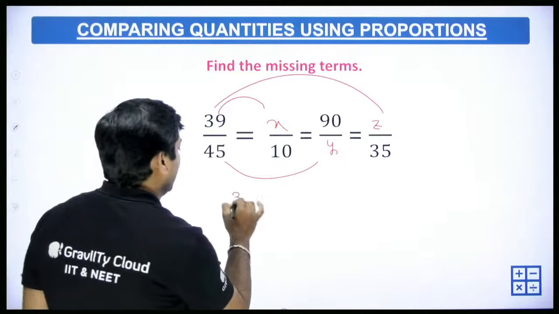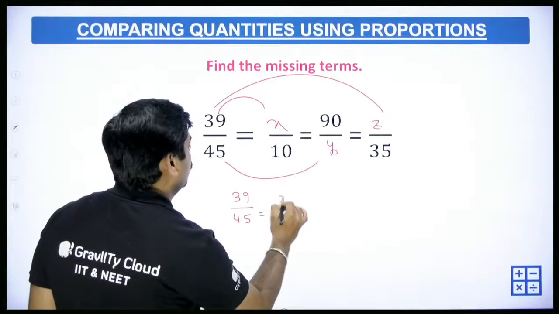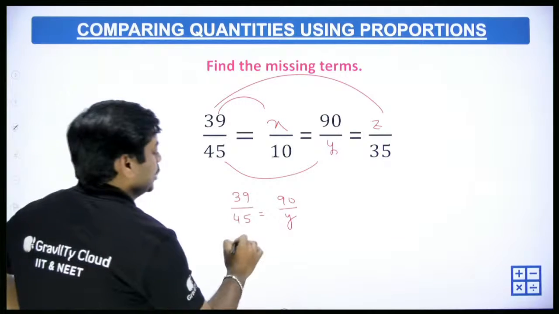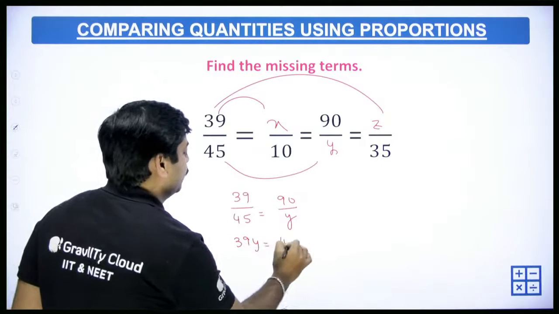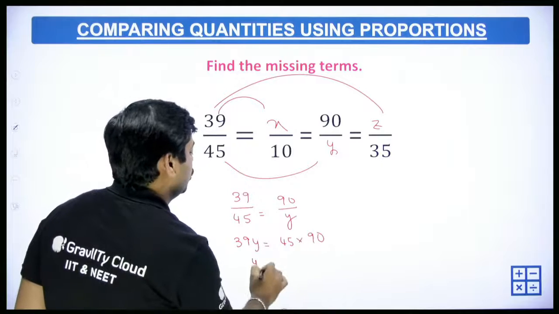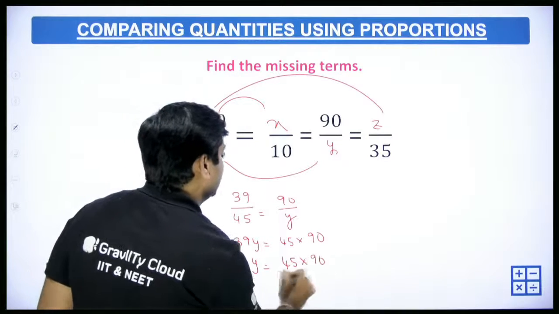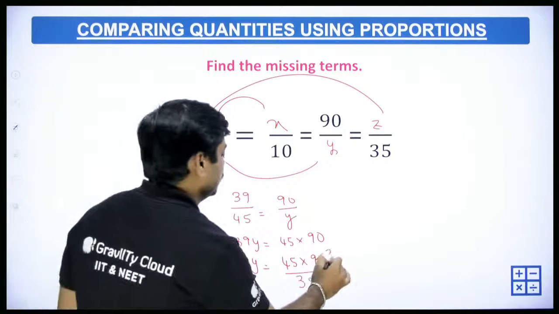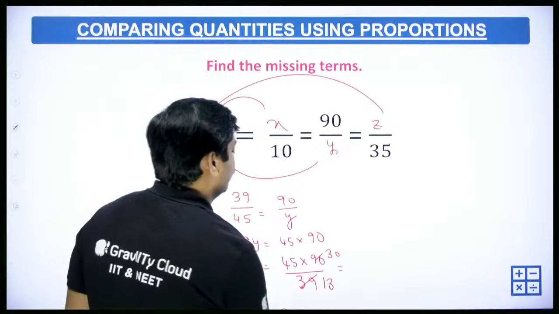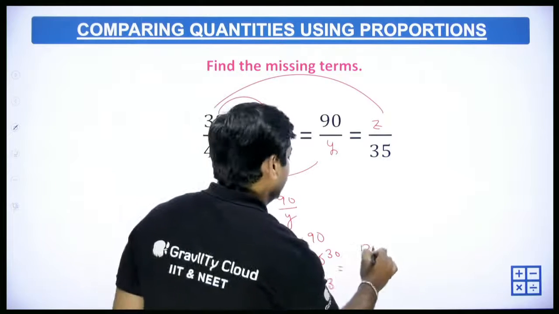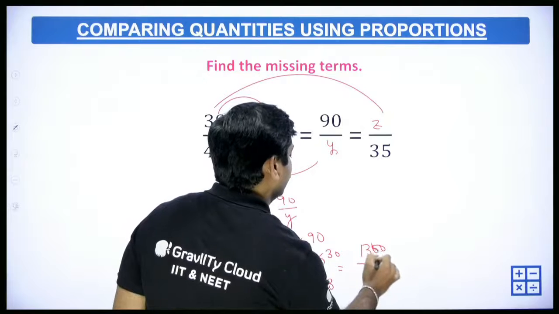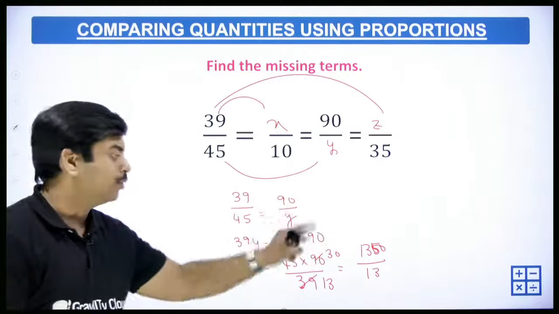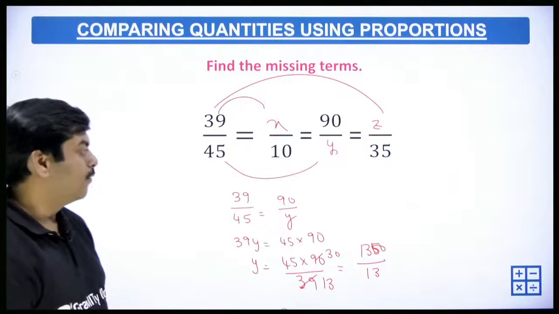Okay. So 39 by 45 is equal to 90 by y. So cross multiplication, 39y is equal to 45 into 90. So y is equal to 45 into 90 by 39. Can we cancel with 3 maybe? Maybe 3 30s and 3 13s. So 45 into 3, 135. 1350 by 13. So I don't think we can cancel anything. If yes, please try to reduce that into lower terms. That is the value of y.